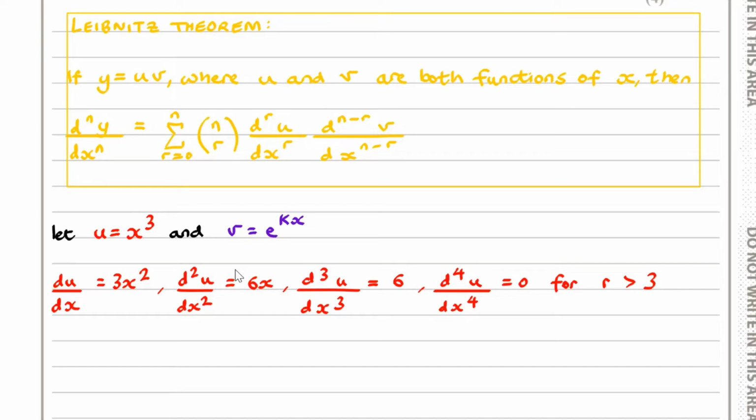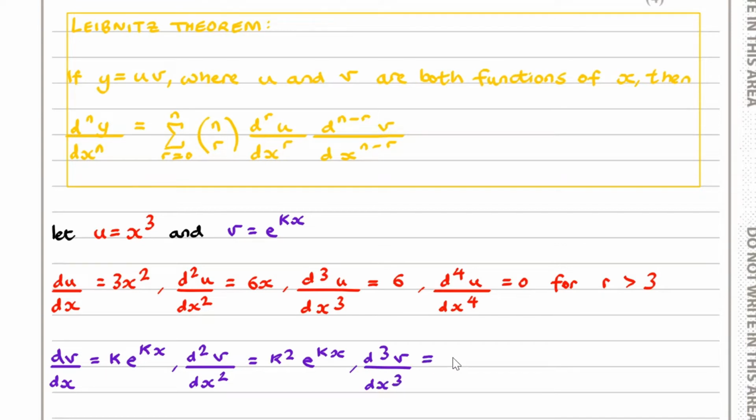Now, the way we approach this, if you consider this formula, what we have done over here is worked out these derivatives over here. So we will start here, then we will go up here, here, here, here, and then continue on. So if you consider, for example, dv over dx, that's equal to k e to the power of kx. d squared v over dx squared, that's equal to k squared e to the power of kx. d cubed v over dx cubed, that's equal to k cubed lots of e to the power of kx.